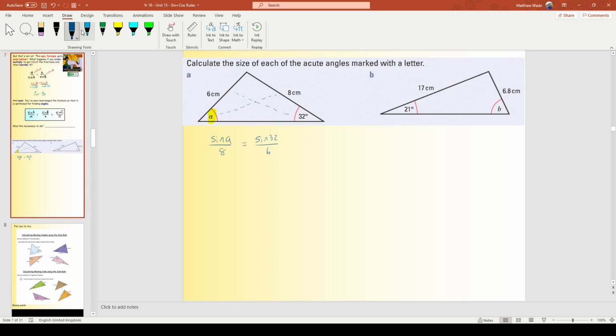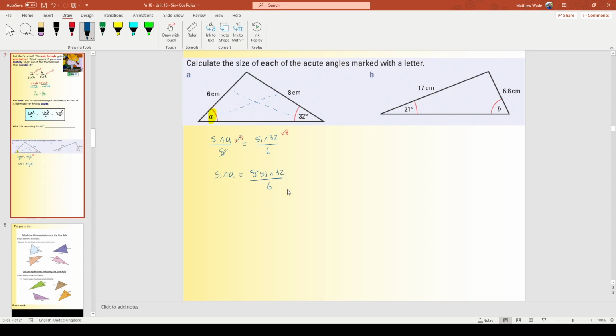Now to get sine A on its own, just like last time, we're going to times both sides by 8 to get the sine A on its own. So that's going to leave you with the 8s cancelling, and you're going to be left with sine A on this side equals 8 sine 32 all over 6 on this side.